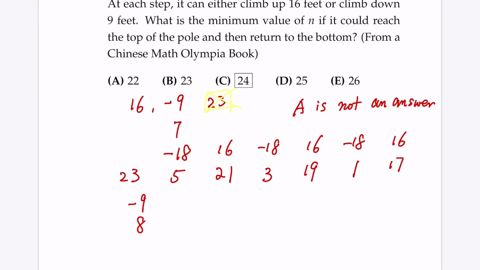8 is a forbidden number because at 8, you cannot climb down or climb up. If you climb up, you get 24. Otherwise, you get minus 1. So in each way, it will be out of the range, and that's not allowable. So A and B are not the answer. Will C be the answer? Yes, we can create a scheme to do so.